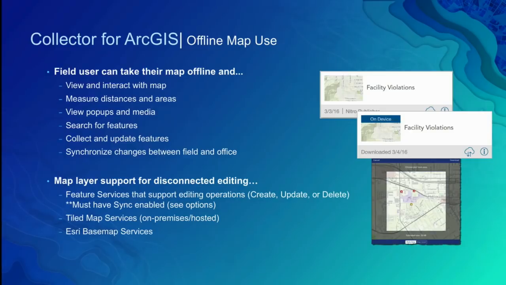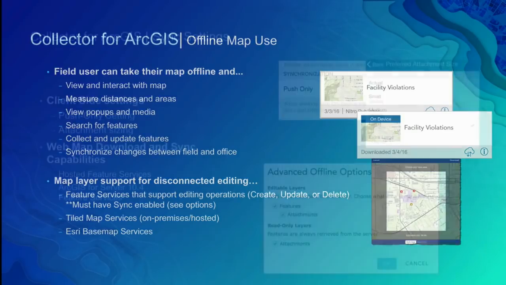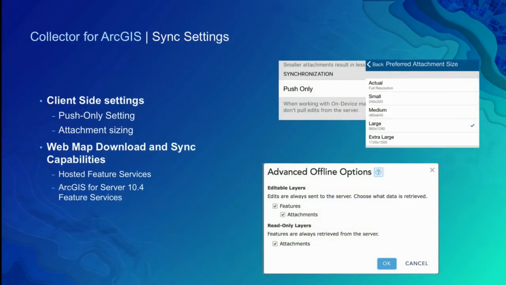So Doug went through this in the demonstration. I won't spend much time on it. You can see the different things that you can do when you're offline, right? All that core functionality is there. The one exception would be leveraging the fact that through the search, you could search against the geocoder. We don't take geocoders within ArcGIS Online offline. So you have to rely on that feature search capability, at least for now. Some of the sync settings.